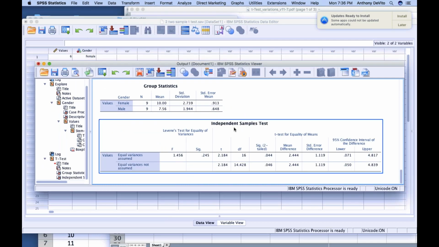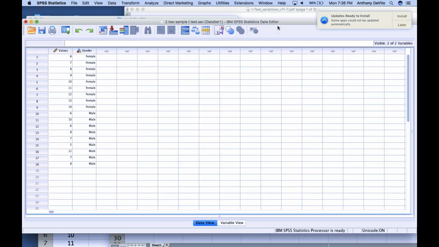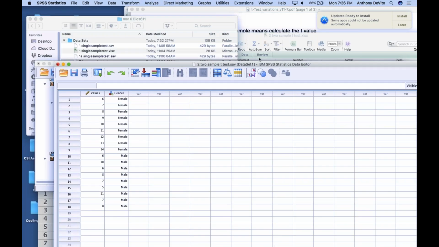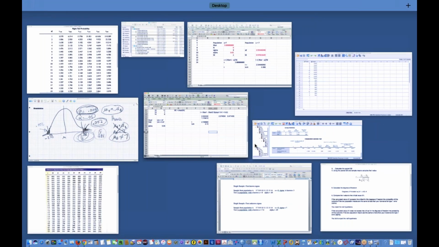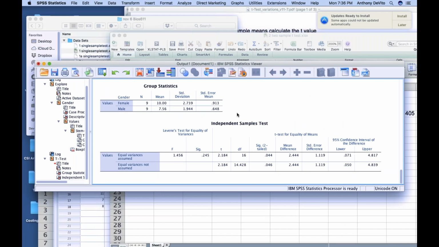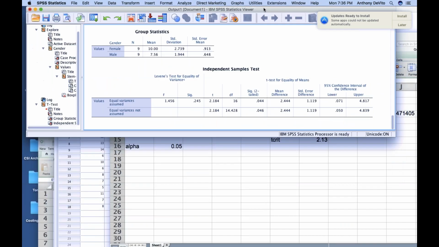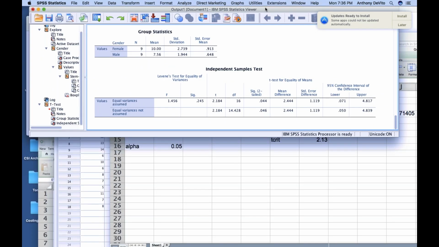It does a calculation for us, and I'm going to pull this up a little higher. Let's take a look at this.